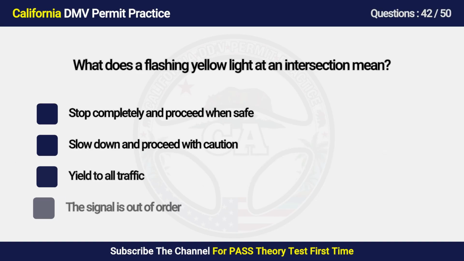Question 42. What does a flashing yellow light at an intersection mean? A. Stop completely and proceed when safe. B. Slow down and proceed with caution. C. Yield to all traffic. D. The signal is out of order.